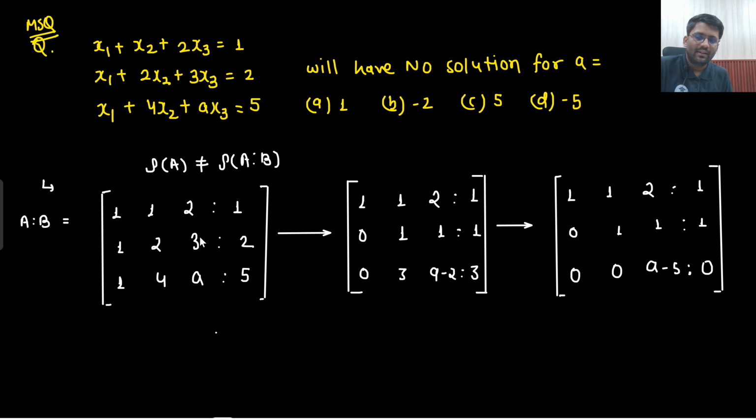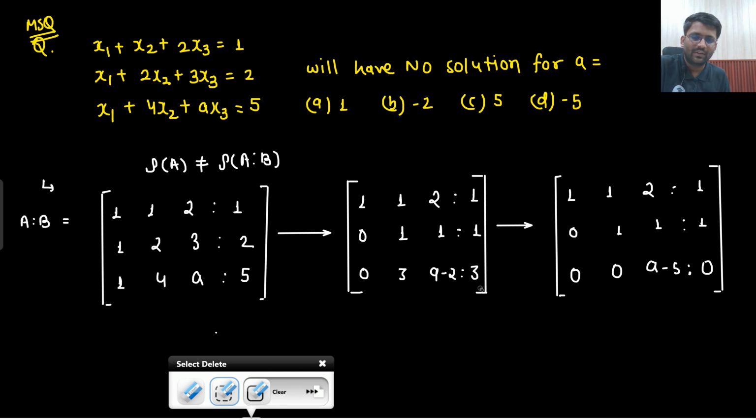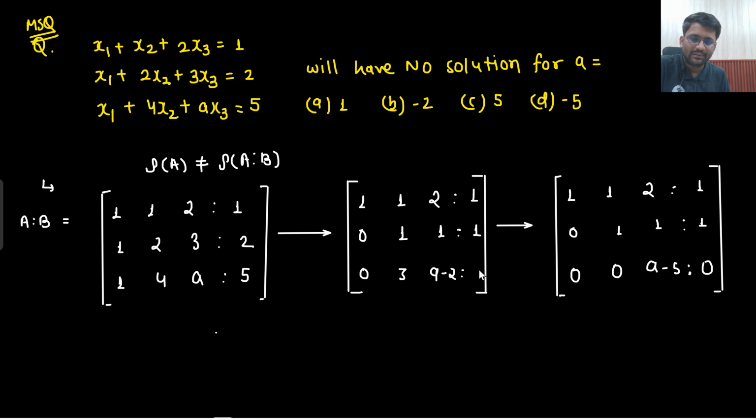Then in R2 I have subtracted R1. So 0 1 1 1. Then 0 3 A minus 2 and 5 minus 1 will be 4. Okay. And then thrice of it I am subtracting. So thrice of it, this will be gone, thrice of it will be 5 and this will become 1.